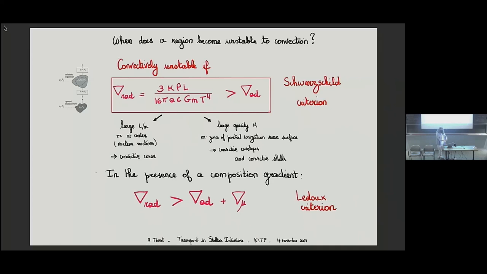I want to point out here that there is another criterion that people use sometimes, which is the Ledoux criterion, which is that grad rad has to be larger than grad ad plus grad mu, where grad mu is a term that depends on the composition gradient, which is positive in stars. So this is a stabilizing effect, but I'll talk much more about that later.